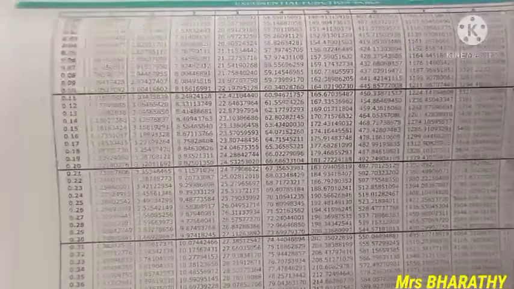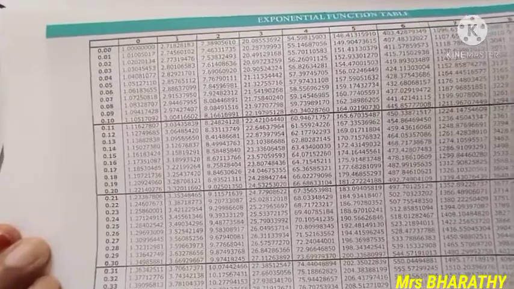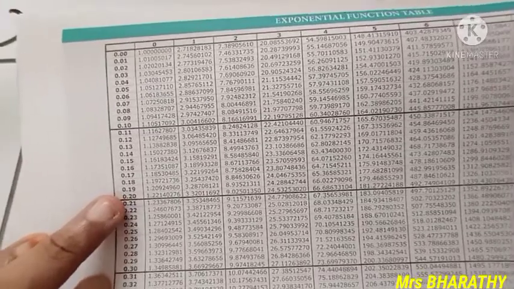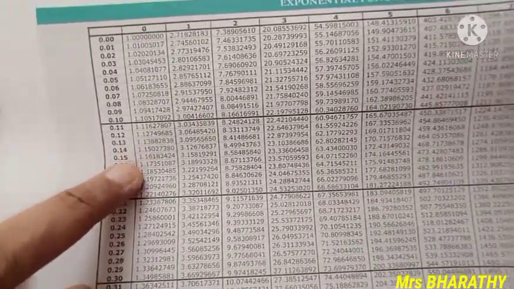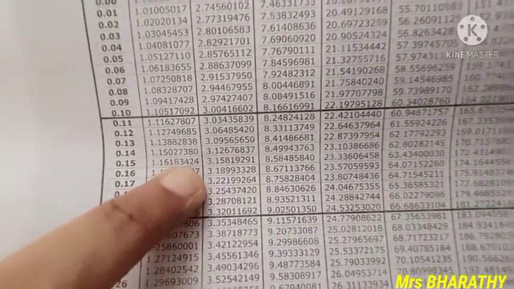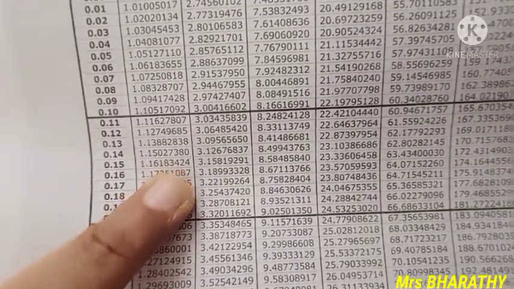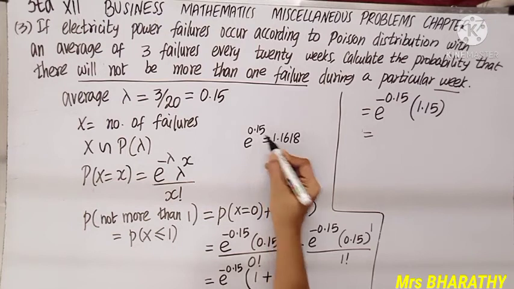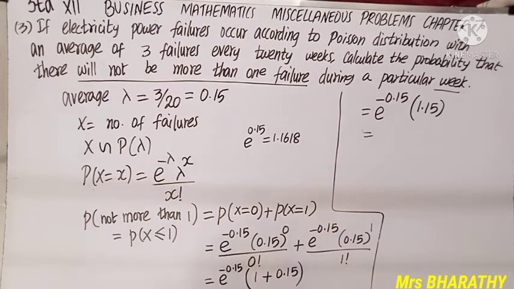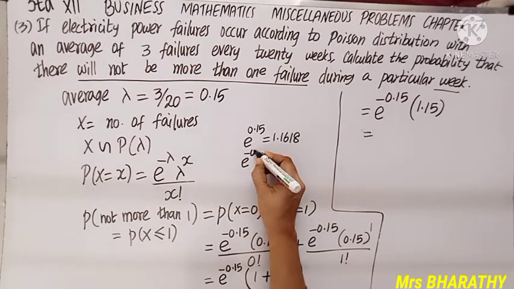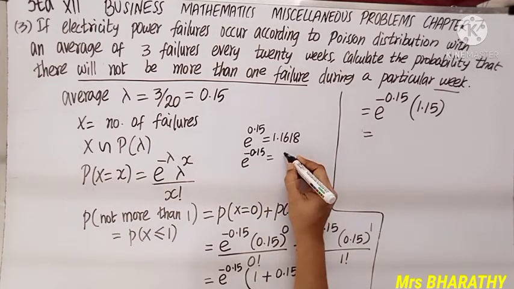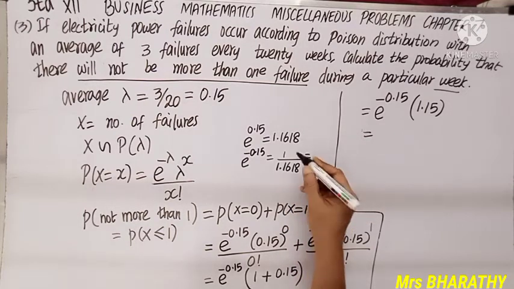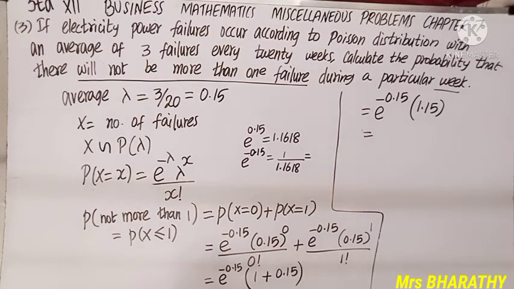How to calculate e power minus 0.15 from the table? We check the exponential function table. My question is e power minus 0.15. So I check 0.15 under 0. The value is 1.1618. As we had checked, e power 0.15 is 1.1618. How to calculate e power minus 0.15? Just reciprocate, 1 by 1.1618. Use the calculator and divide to get the answer.